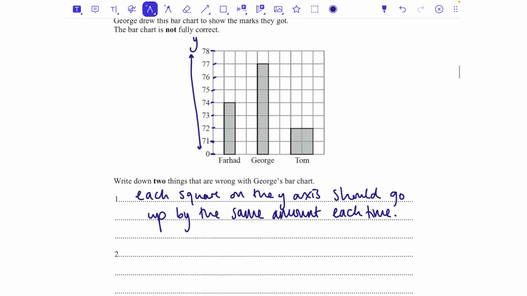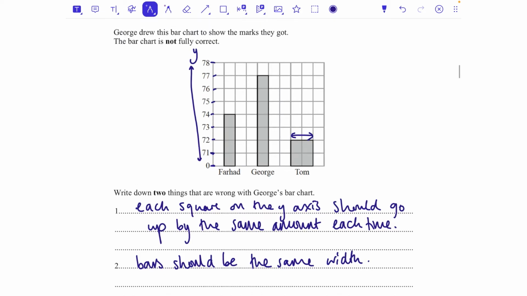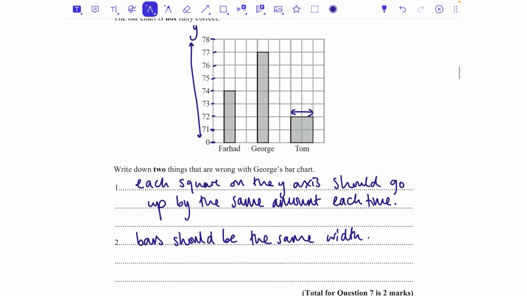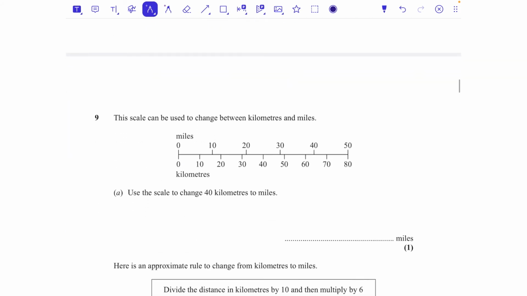And then also we've got Tom's bar, which is wider. So the bars should be the same width. That would be the other thing that's wrong. Never, ever, ever is the answer, it hasn't got a title. I see that answer all the time, and that's never it. So don't write there needs to be a title, because there doesn't need to be. That's absolutely fine.